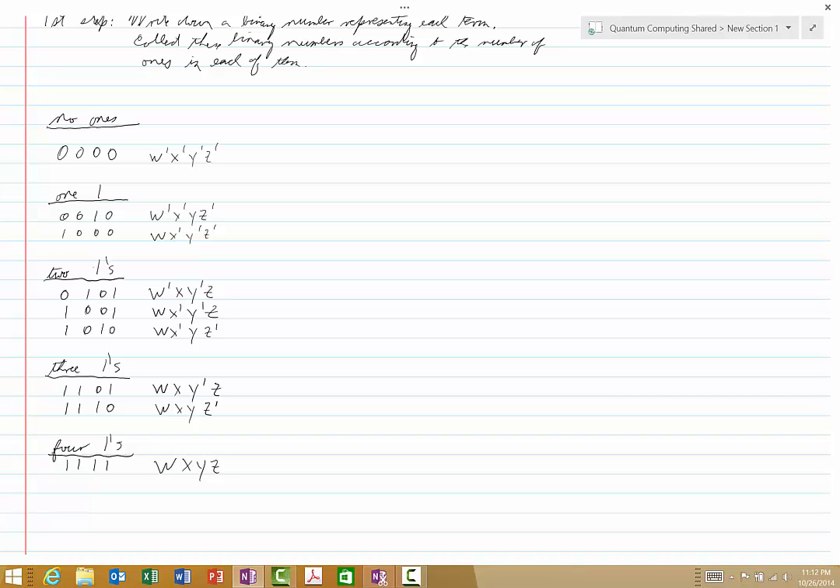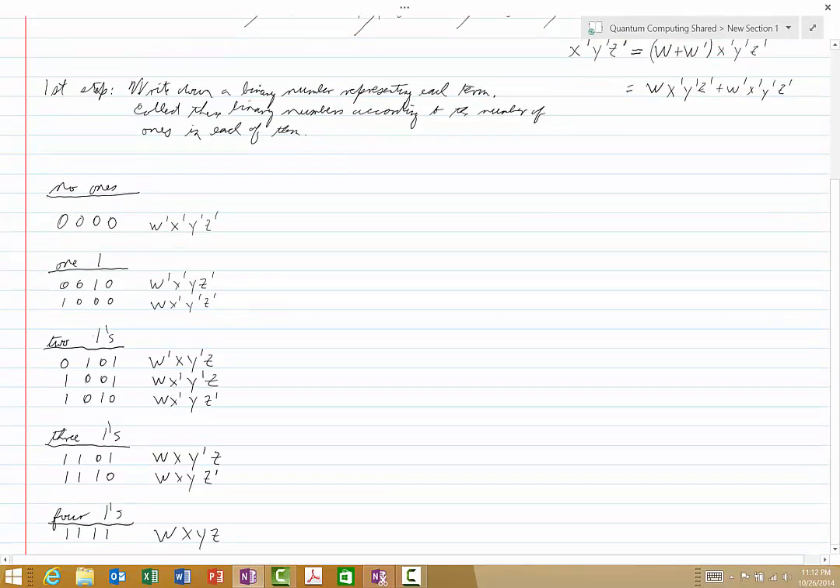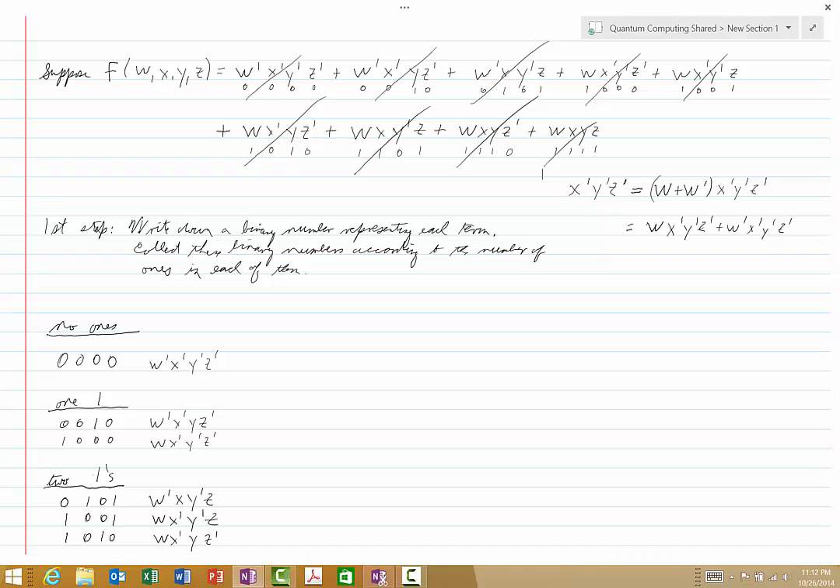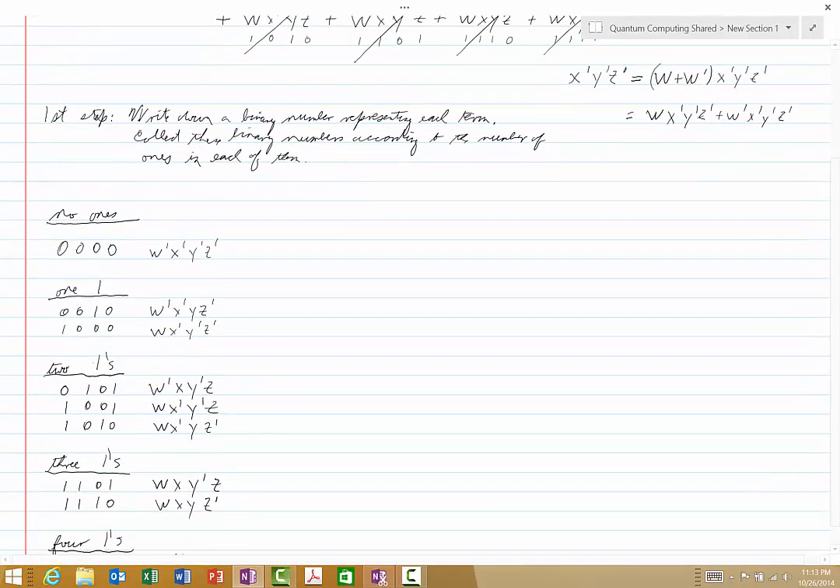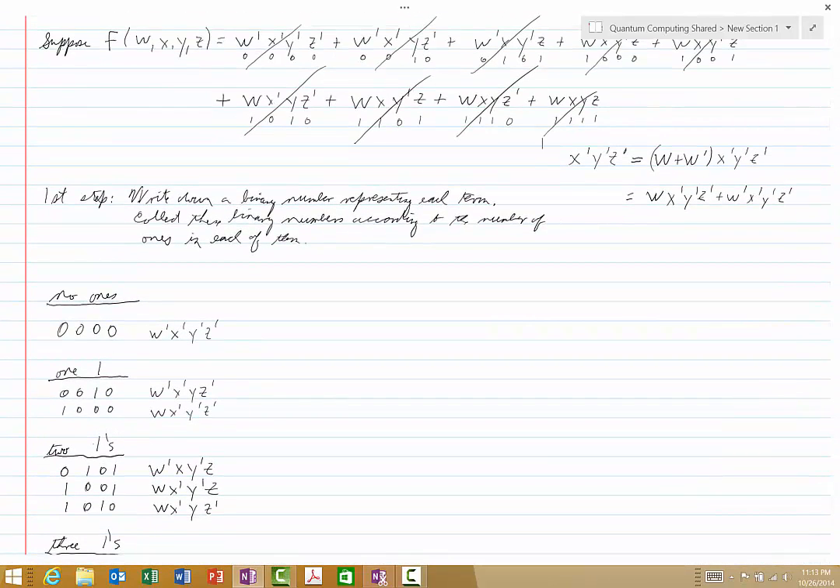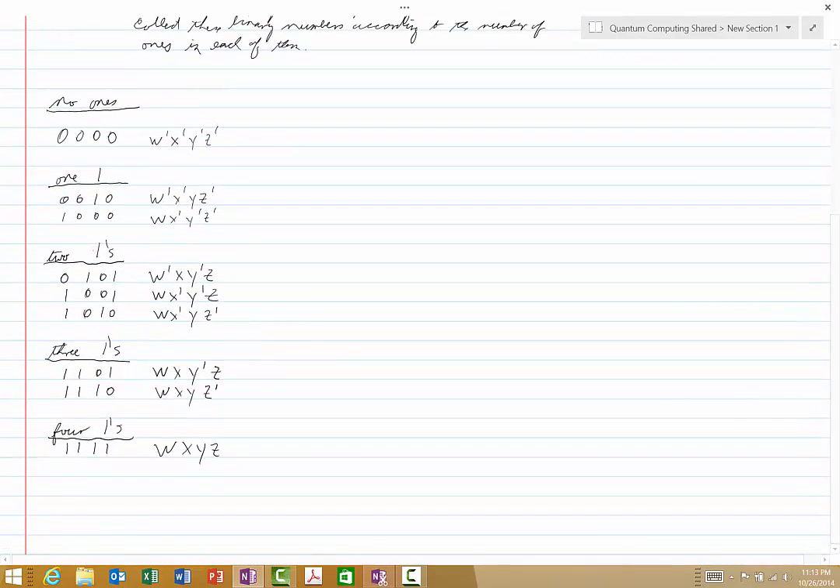Okay, so that's the first step. Once again, you write down the binary number corresponding to each term, and then collect these numbers according to how many ones there are in each of them. And so here is our term with no ones. Here are all of our terms with 1 one. Here are all of our terms with 2 ones. Here are all our terms with 3 ones. And here's the one with 4 ones.